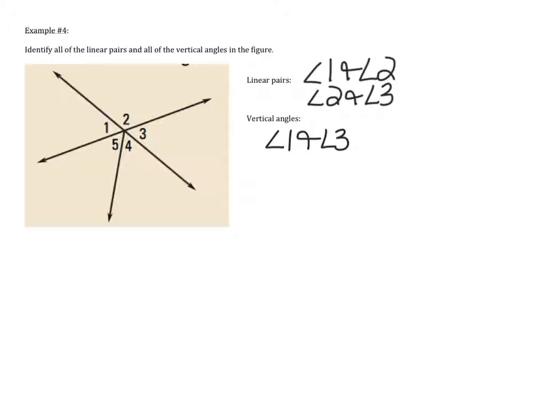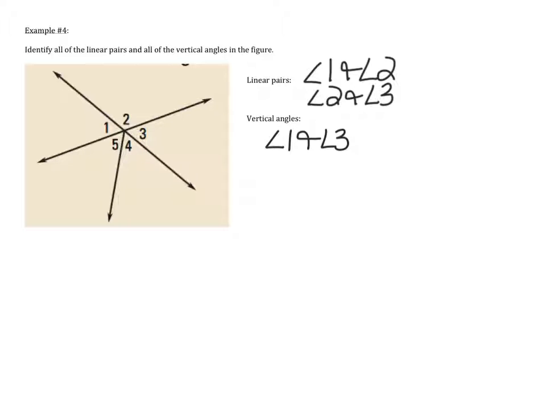And I would not have angle 2 be a vertical angle with angles 4 and 5. They have to be an angle pair as well. So we're not looking for one angle that is a vertical angle with two other angles combined. We're only looking for one angle, a vertical angle with another angle, just one other angle. So the only vertical angles we have in here are angle 1 and angle 3.